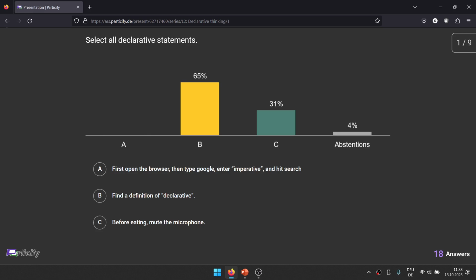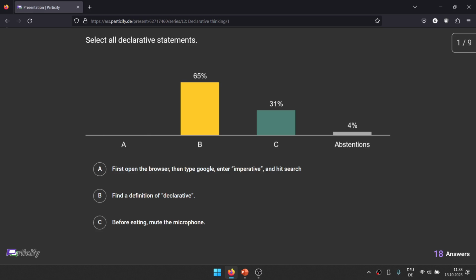Okay, the last one is a bit more unclear. Is this declarative or imperative? Before eating, mute the microphone. Why would it be imperative? It has some instruction or condition, right? This looks like there's a chain of things here, right? But that's also fine for declarative.